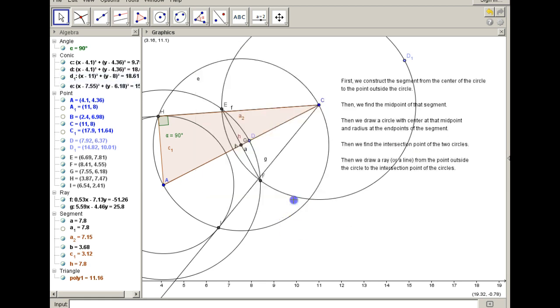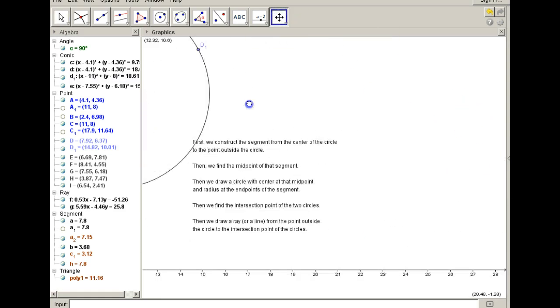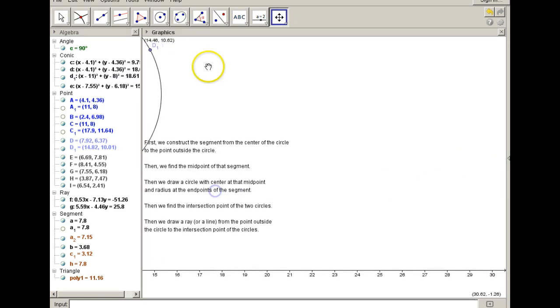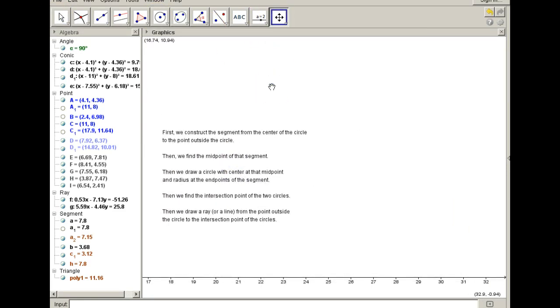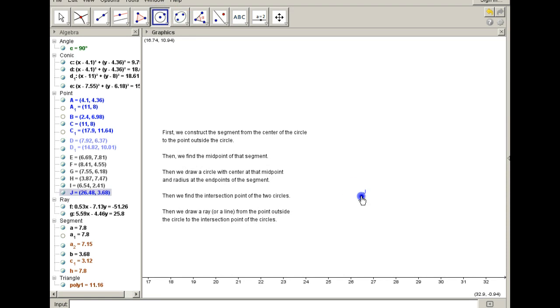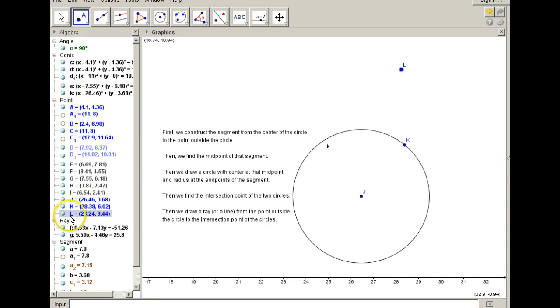Okay, let me see if I can do that one more time, just following those steps here and doing it real simple. I'll use the midpoint tool this time. I won't use the old technique for finding the midpoint. I'll just use the midpoint tool, which is very acceptable here. Here we go. I've got a circle and I've got a point outside the circle. I'll get rid of K here. So I'm just talking about circle J and point L. Okay? Now I construct my segment between J and L.